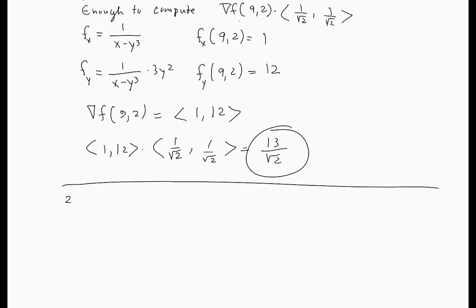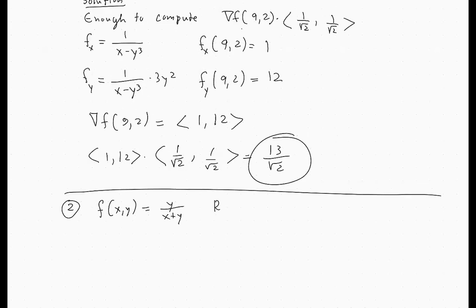So here we have the function f of x, y equals y over x plus y. And we would like to compute the rate of change in the direction of fastest increase for the point (-2, 3).